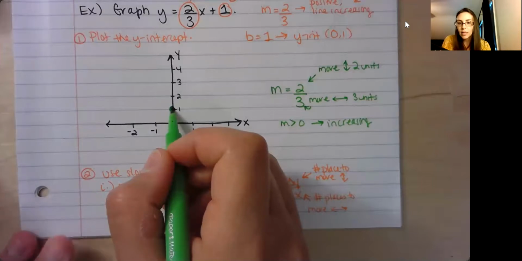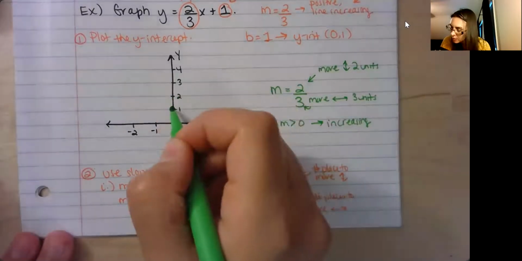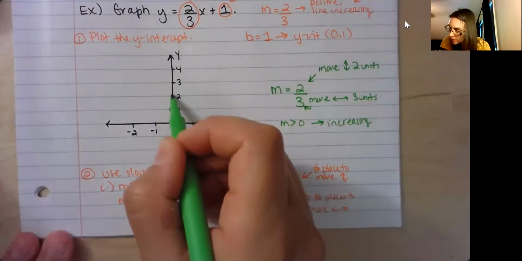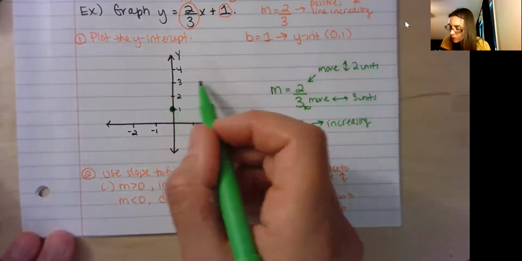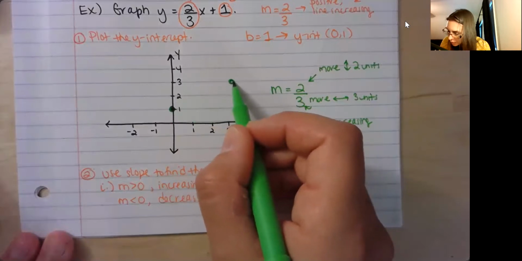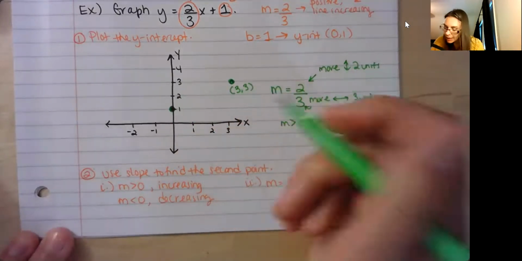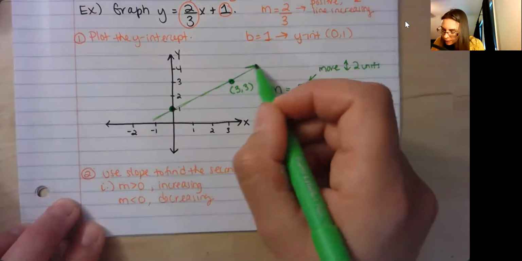So if I'm increasing, let's think about this. If it's positive slope, I want to move in an upward direction, right? So if my slope is positive, we're going to go up 2 units from my starting point, 1, 2, and we're going to go over 3 units. I want this to be increasing, so I'm going to move to the right. 1, 2, 3, and that would be my second point. Now, what we would do, of course, is take out our ruler here and draw a nice straight line.